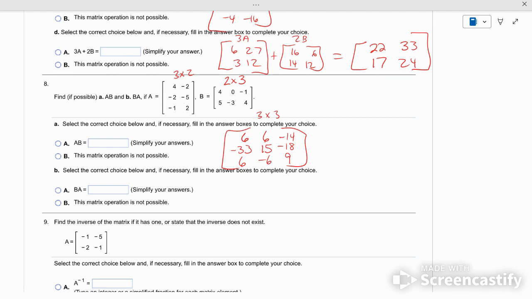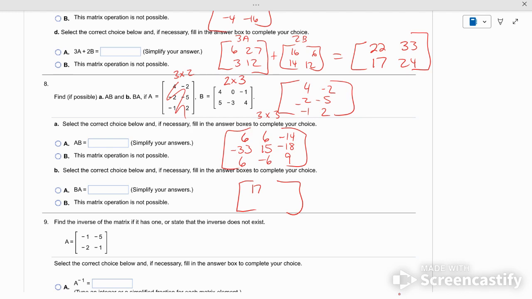Now if we take B times A, can we take B times A? Can we take a 2 by 3 times a 3 by 2? Yeah, and you're going to get a 2 by 2. So we're going to take this by this. So 4 times 4 is 16. 0 times negative 2 is 0. Negative 1 times negative 1 is 1. 16 plus 1 is 17.